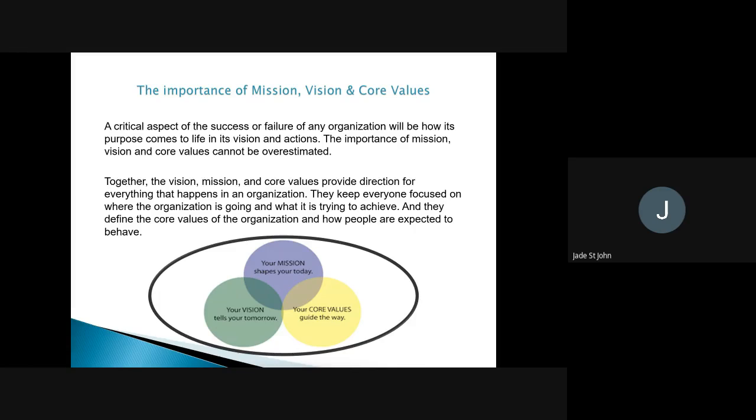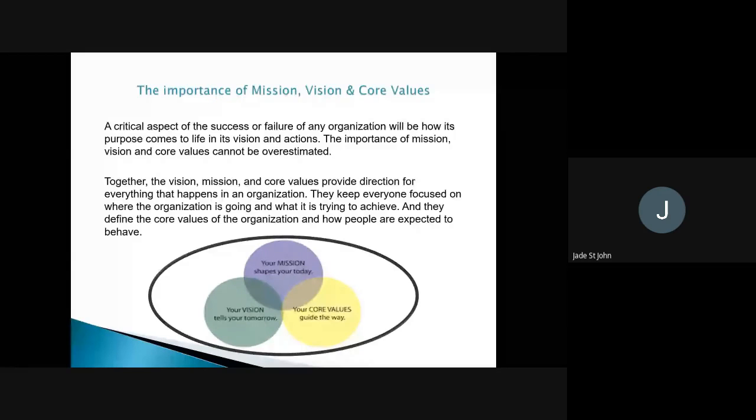Together, the vision, mission, and core values provide direction for everything that happens in an organization. They keep everyone focused on where the organization is going and what it is trying to achieve. And they define the core values of the organization and how people are expected to behave. In the diagram there, it shows that your mission shapes your today, your vision tells your tomorrow, and your core values guide the way.